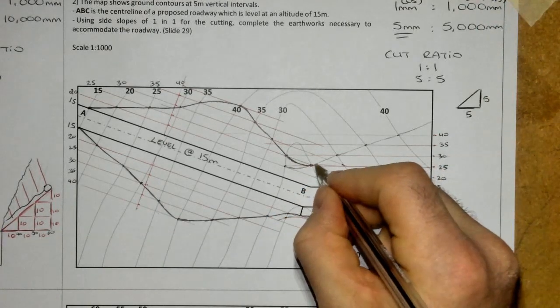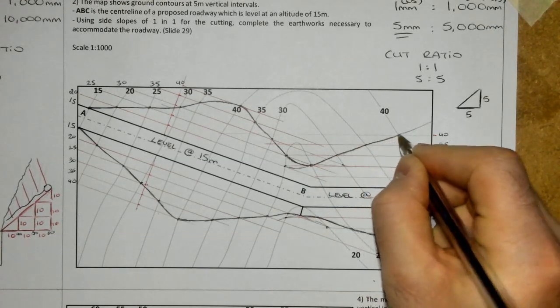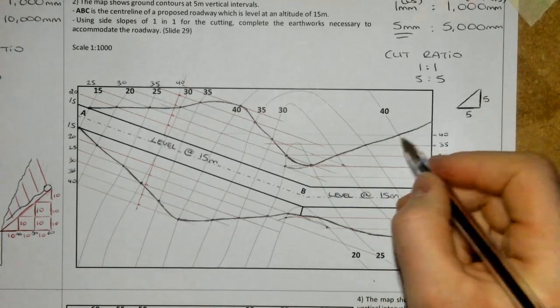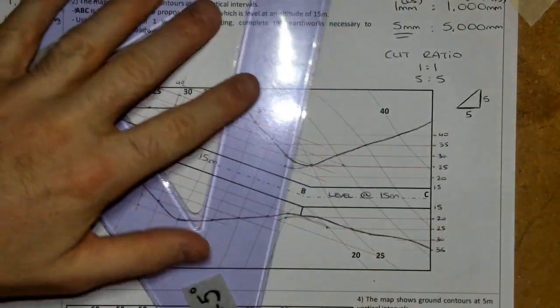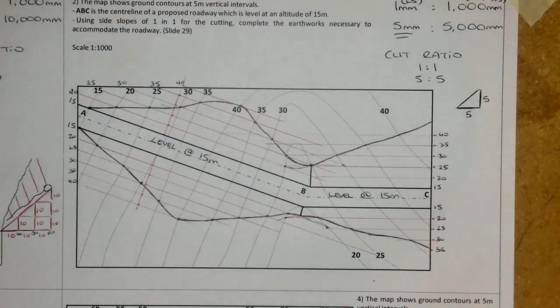So at that point is where I'm going to connect up to the corner of the road B again. So continue that one on up there. And at this point here, connect it down to B like that. Okay, and there we have it, guys. That there is the cut section.